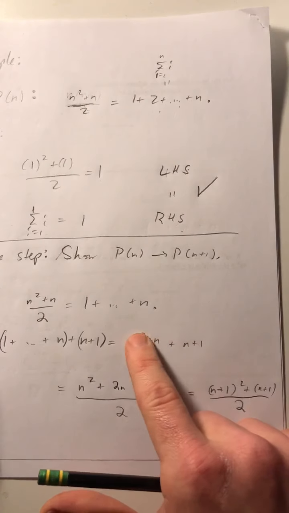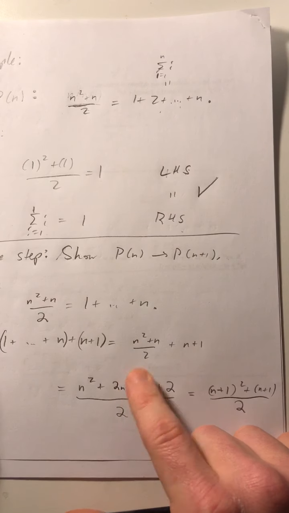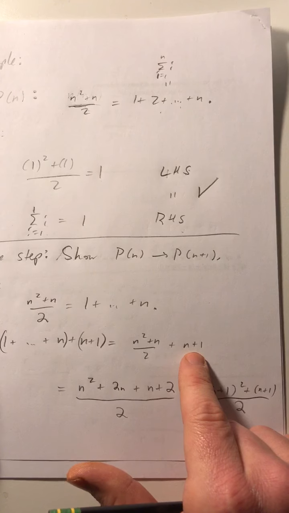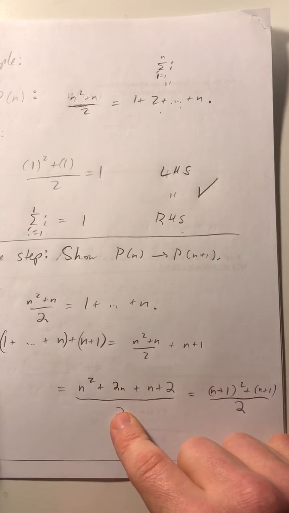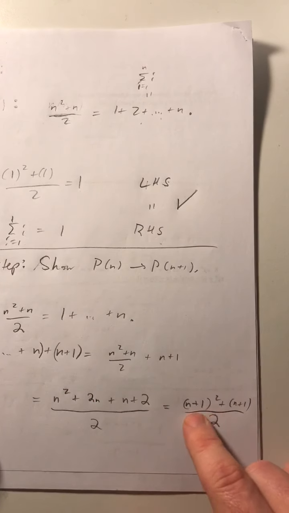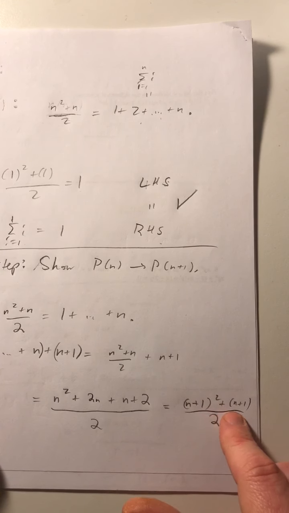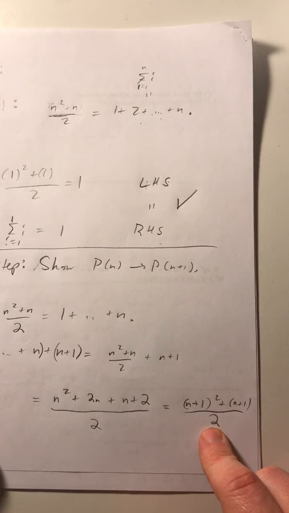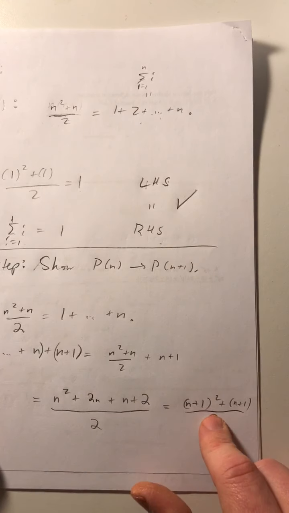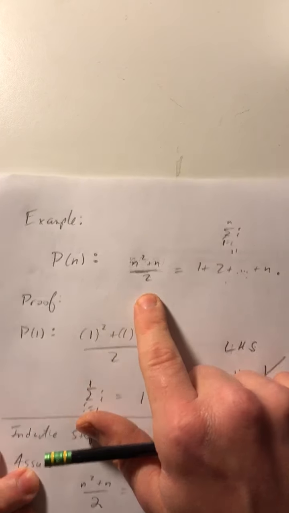Now here, I'm going to get a common denominator. I multiply this n plus 1 by 2, put everything over 2, and combine it, and you can check for yourself that this works out to be n plus 1 squared plus n plus 1 over 2. And this is the left-hand side for P of n plus 1.